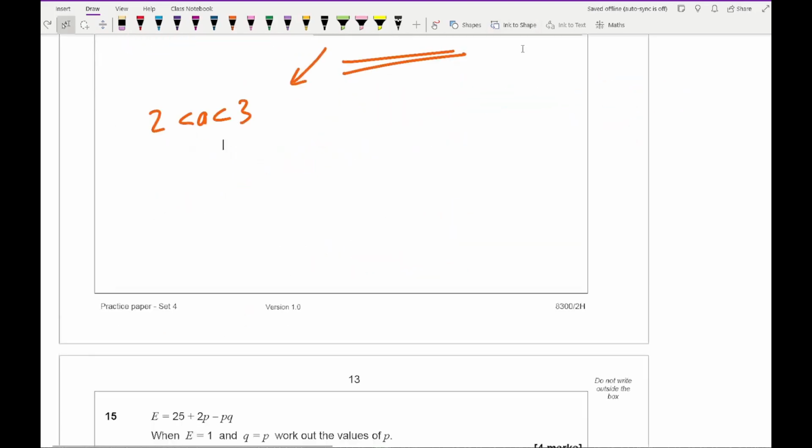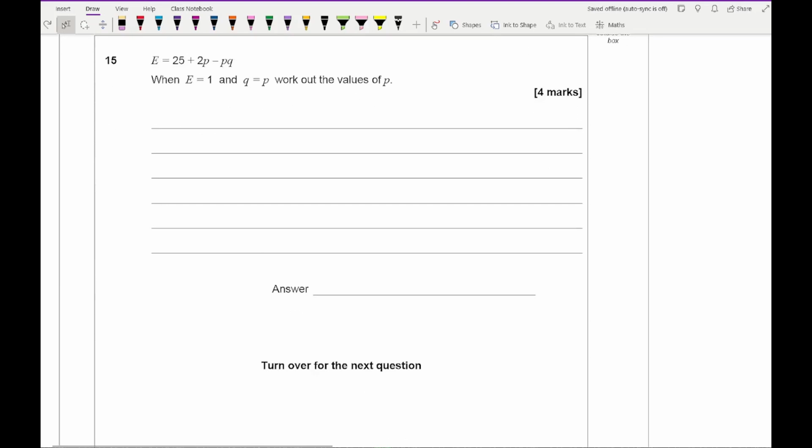Moving on to question 15, it says e equals 25 plus 2p minus pq when e equals 1 and q equals p. Work out the values of p. So for this, let's substitute the numbers in. So we've got 1 equals 25. Now looking at this, what I can do is I can just write q equals p. So wherever I see a q, I'm just going to write p. So here I've got 2p minus, and pq is going to be p squared because they're both the same thing.